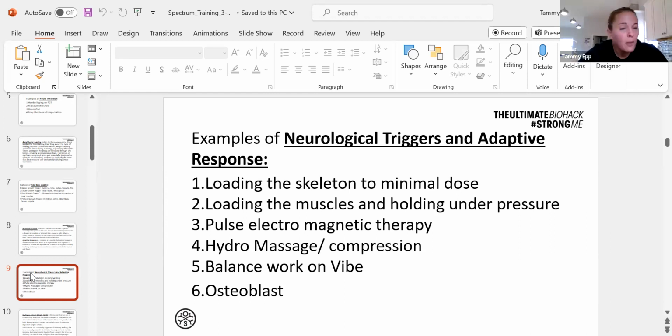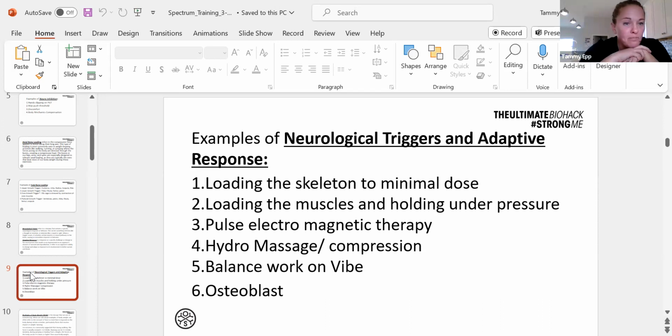Pulse electromagnetic therapy, that's something that is a neurological trigger that leads to an adaptive response in the body and in the cells. Hydromassage and compression, also a trigger, and the adaptive response would be more of a serotonin, more of a relaxation kind of response.